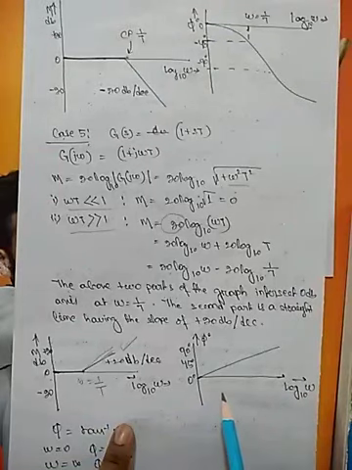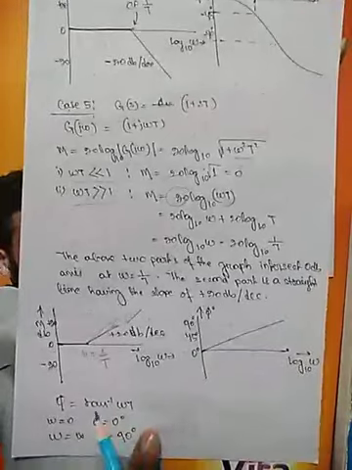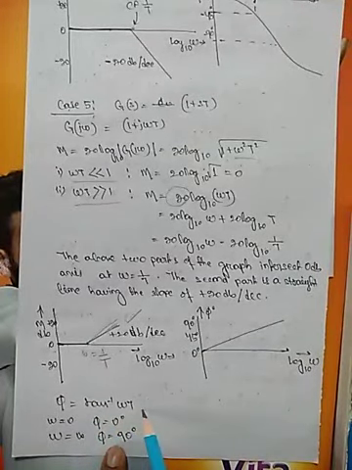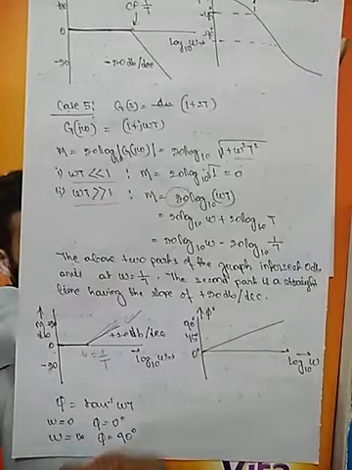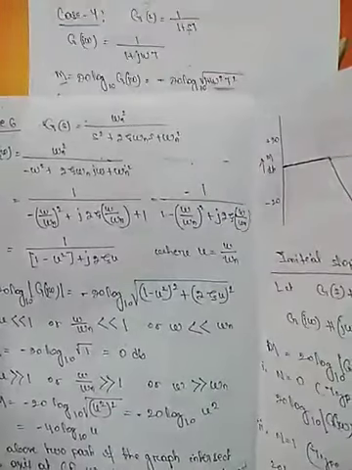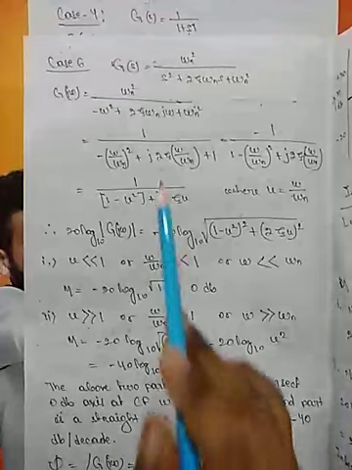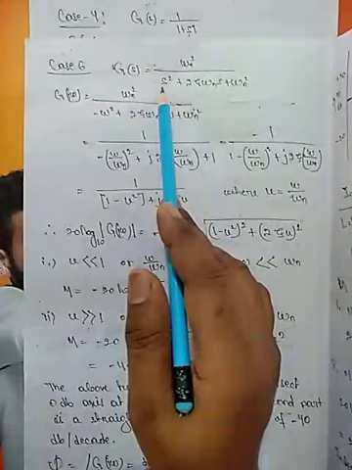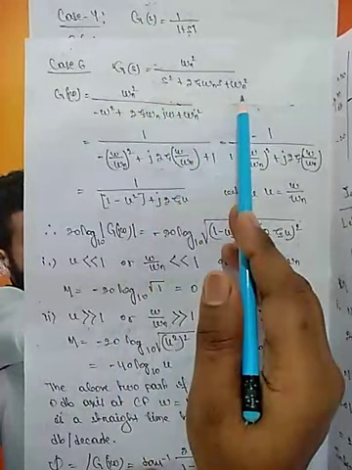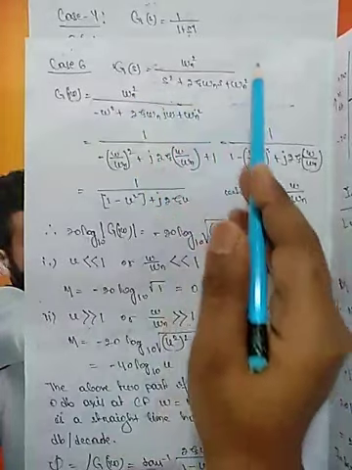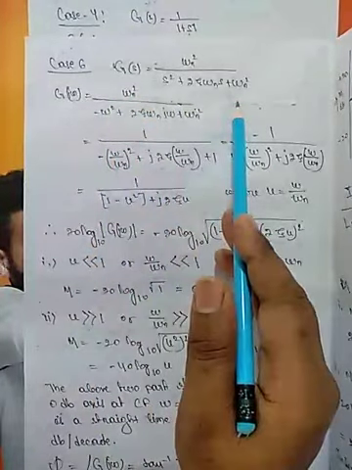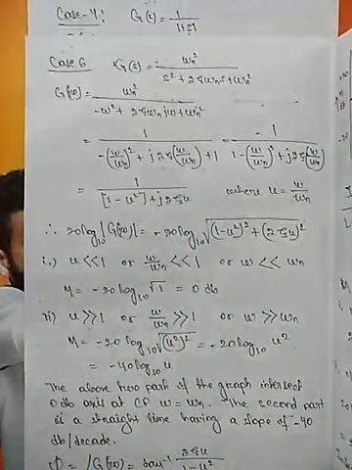And this is the nature of the phase angle plot. Phase angle is tan inverse of omega T. Then we see case number 6. This is a pair of complex conjugate poles. This open loop transfer function is the generalized second order system.